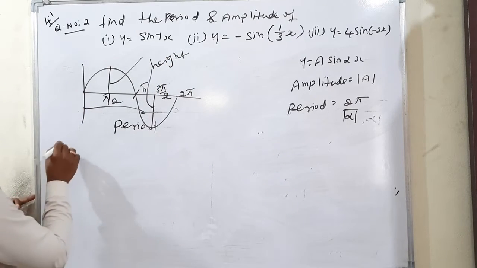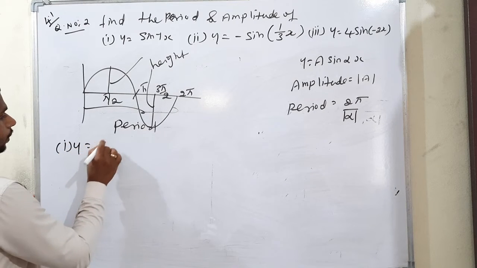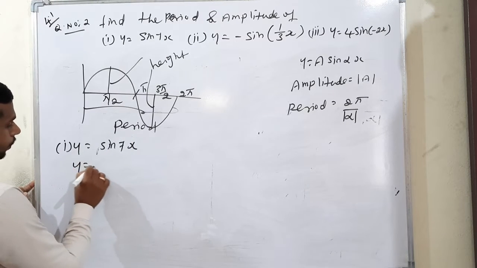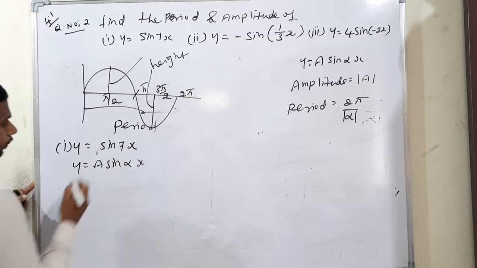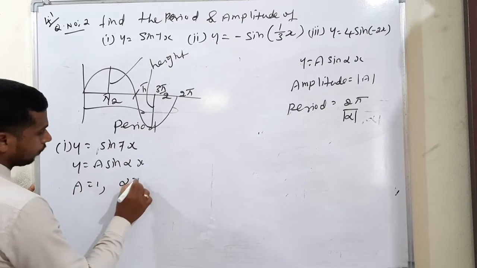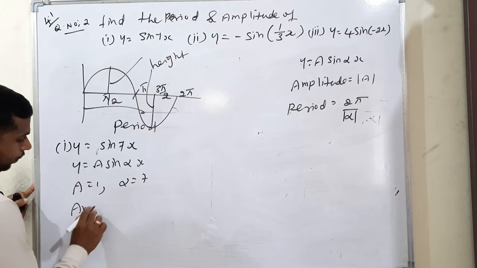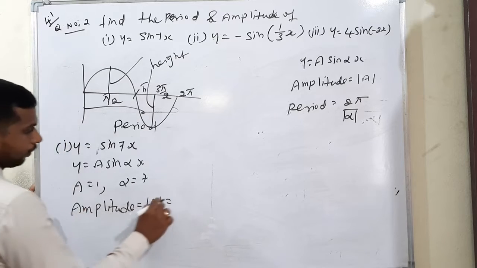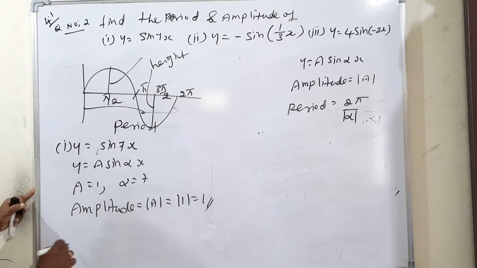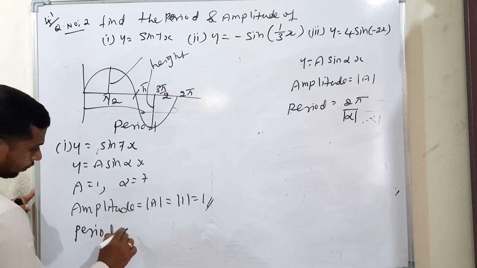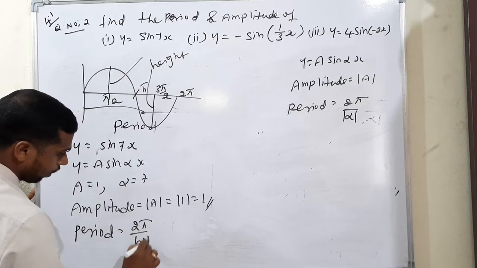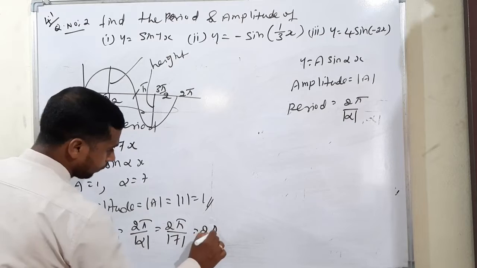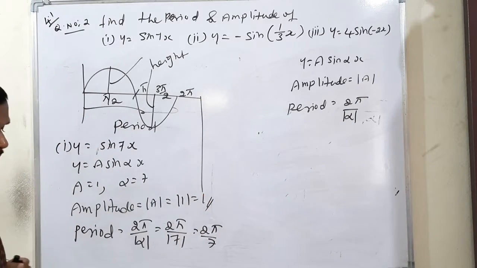Moving to subdivision 1, the question is y is equal to sin 7x. Comparing with y is equal to a sin alpha x, a is equal to 1 and alpha is equal to 7. First we need to find the amplitude. Amplitude is modulus of a, which is 1, so the answer is 1. Then period is 2 pi by modulus of alpha, so 2 pi by modulus of 7, which gives 2 pi by 7. This is the subdivision 1 answer.